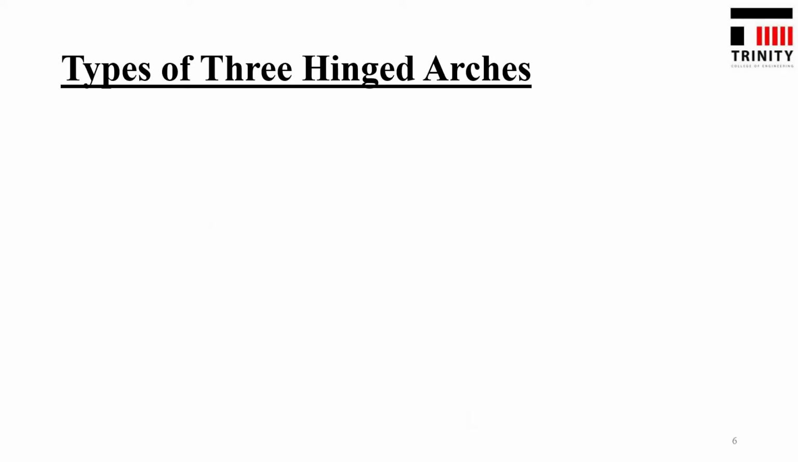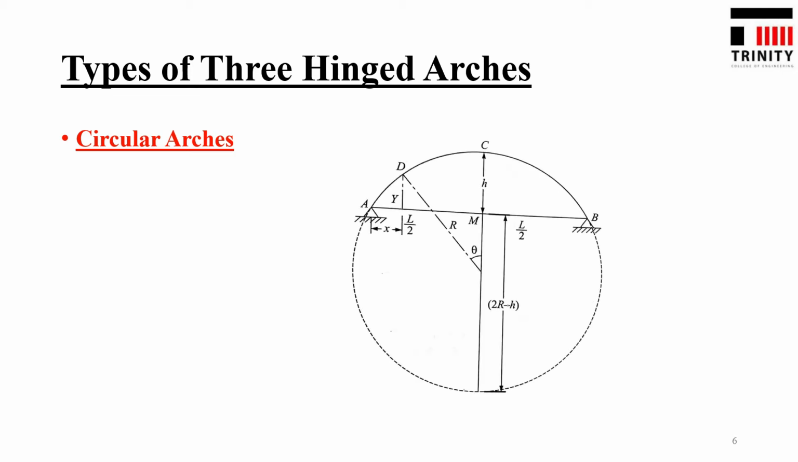Then we are going to discuss three-hinge arches in detail. There are two types of three-hinge arches. First one is circular arch, and in circular arch, you need to learn by heart certain formulas that I am going to discuss now. So here is a circular arch ABC. It is a part of a circle with radius R. Consider any section, say a section D, which is at a distance x from left support A and vertical distance y. The span of the arch is given as L.